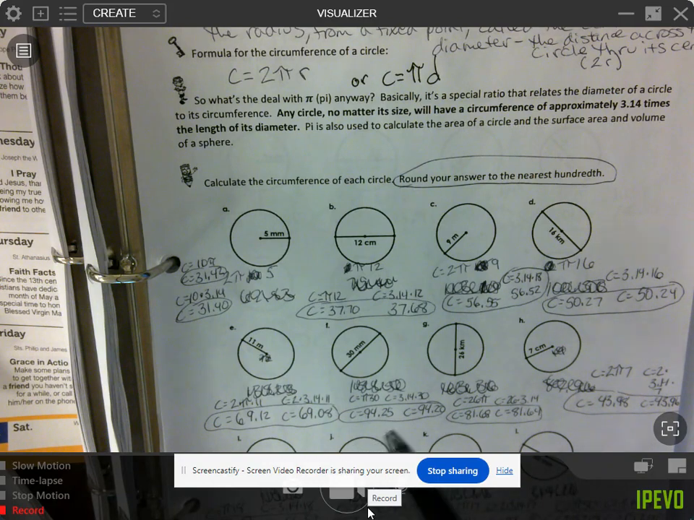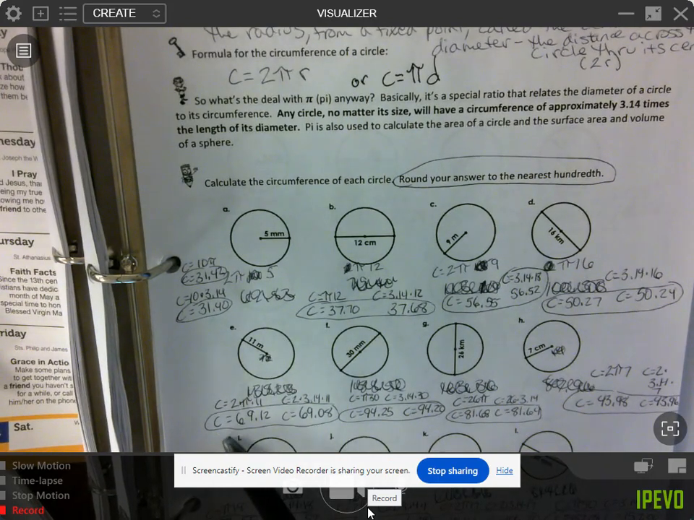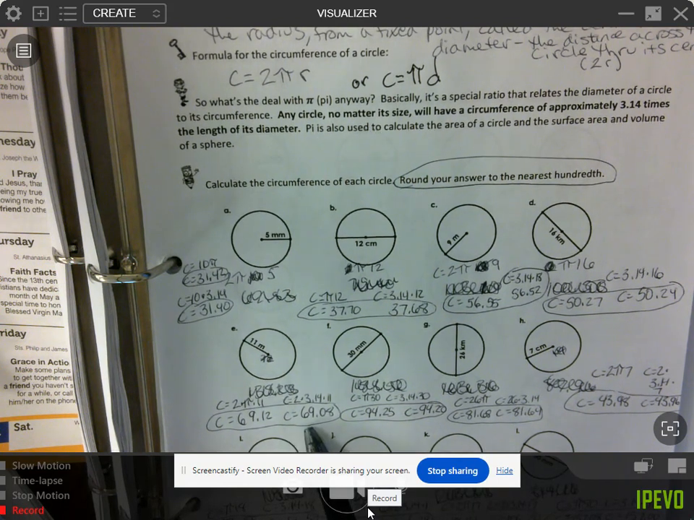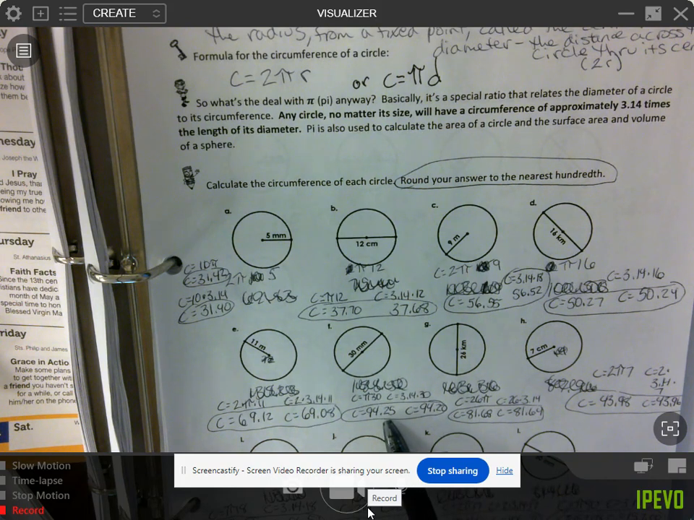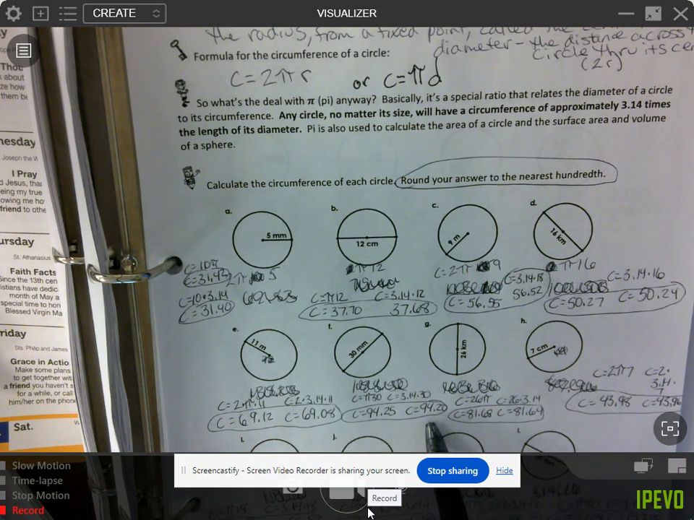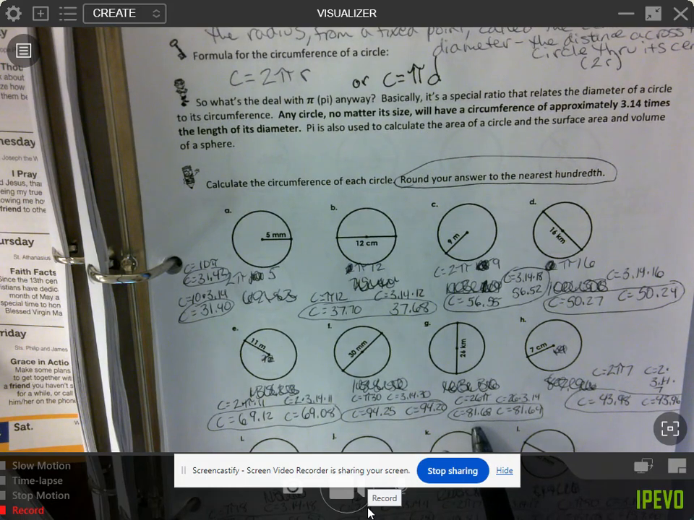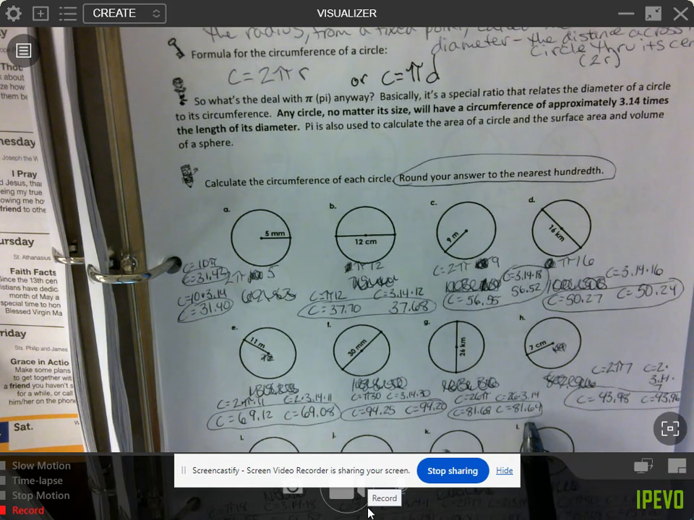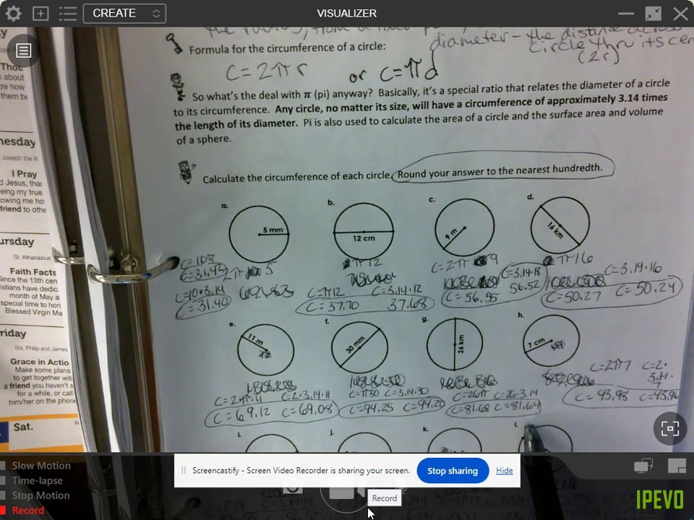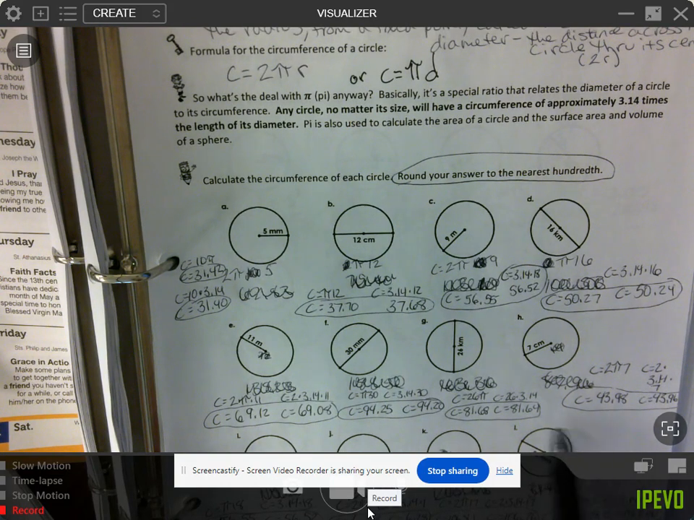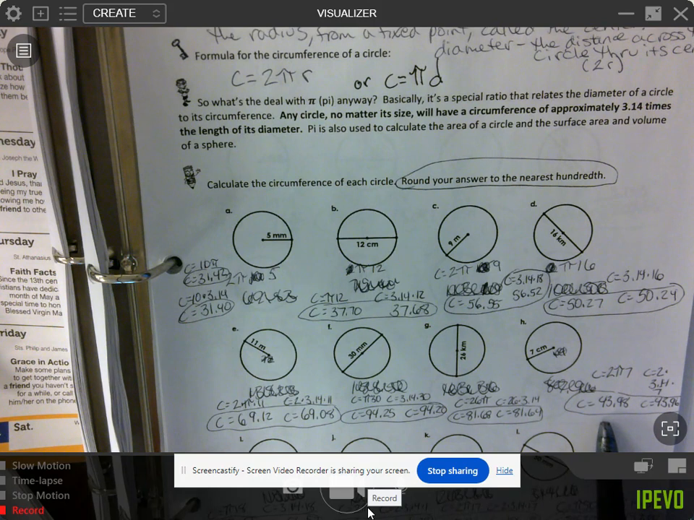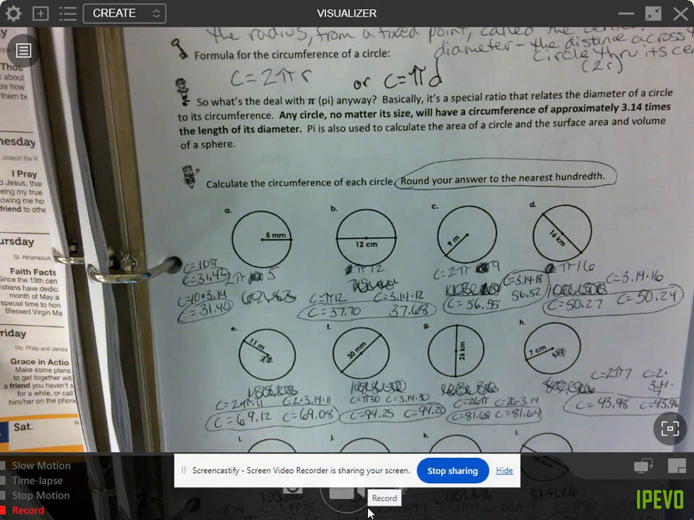Now for the ones we did on our own. E is 69.12 or 69.08. F is 94.25 or 94.22. G is 81.68 or 81.64. I think that's a 9. Or is that a 4? That's a 4. H is 43.98 or 43.96. Any questions on that middle row, on how I got one of those circumferences?